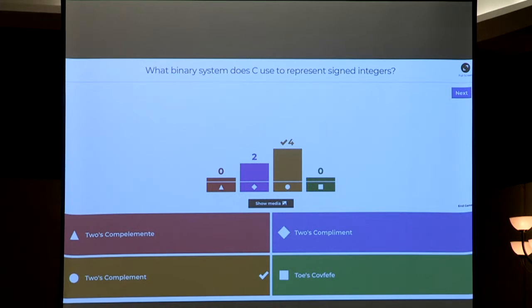Two's complement, not toes covfefe. This is probably the only problem that I'm going to be going over today that I can guarantee with above 90% certainty absolutely will be on the exam. He loves to ask this question to make sure you know how to spell complement.